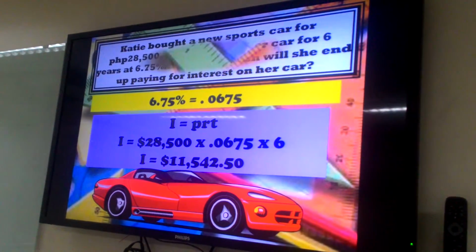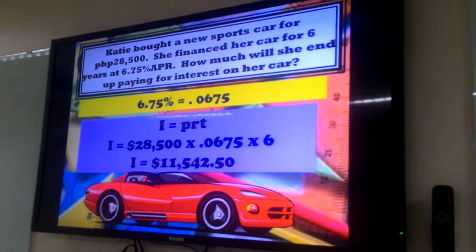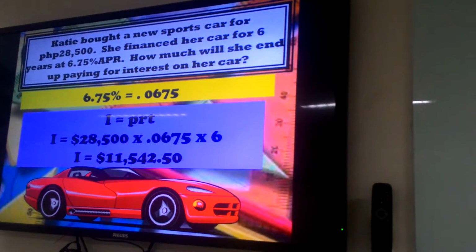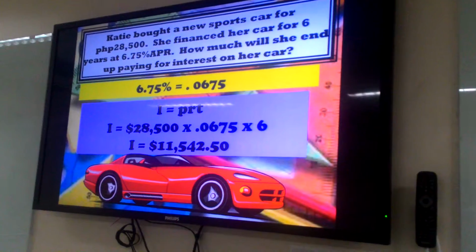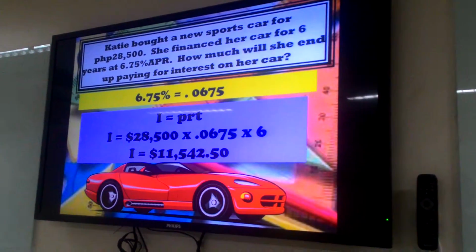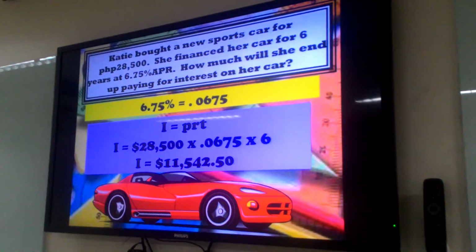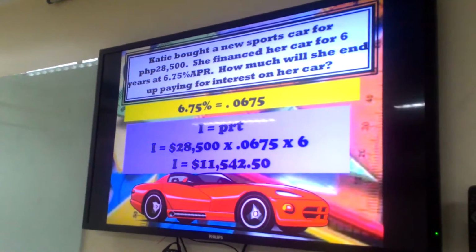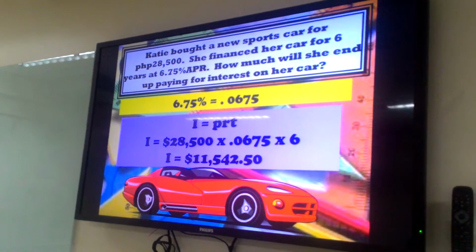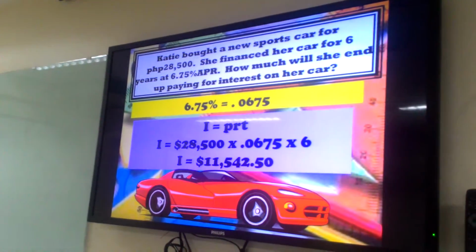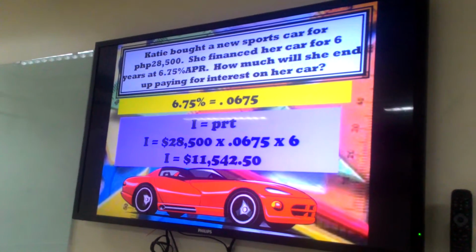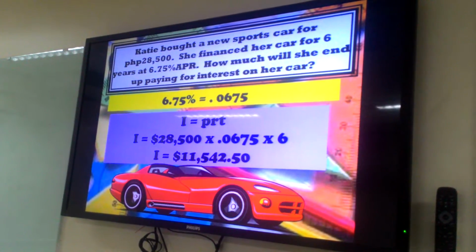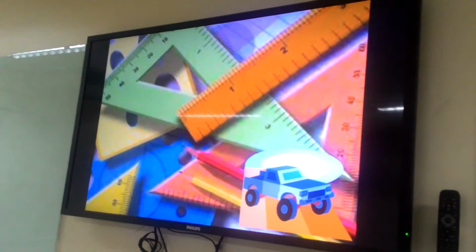Alright, another example. Katie bought a new sports car for 28,500. She financed her car for 6 years at 6.75% APR. How much will she end up paying in interest on her car? 6.75% converted to a decimal is 0.0675. Our principal amount is 28,500 pesos. Multiply it by the interest rate, 0.0675, and then multiply it by 6 years. The answer is 11,542 and 50 cents. That's going to be the interest.